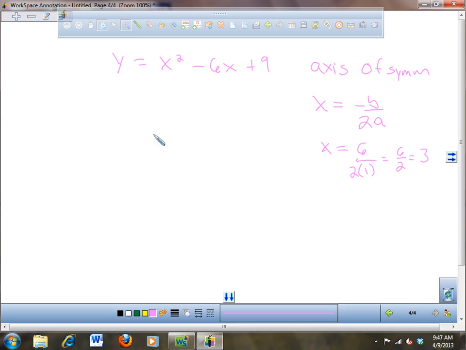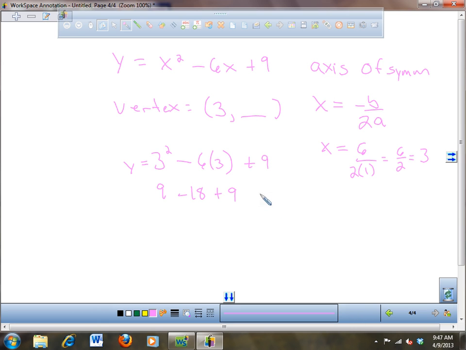So now I also want to find the vertex. So this is also the x-coordinate of the vertex. So I know that it goes through 3, comma, something. And the way I find that something is by plugging it into my original equation. So y equals 3 squared minus 6 times 3 plus 9. And so I get 9 minus 18 plus 9.